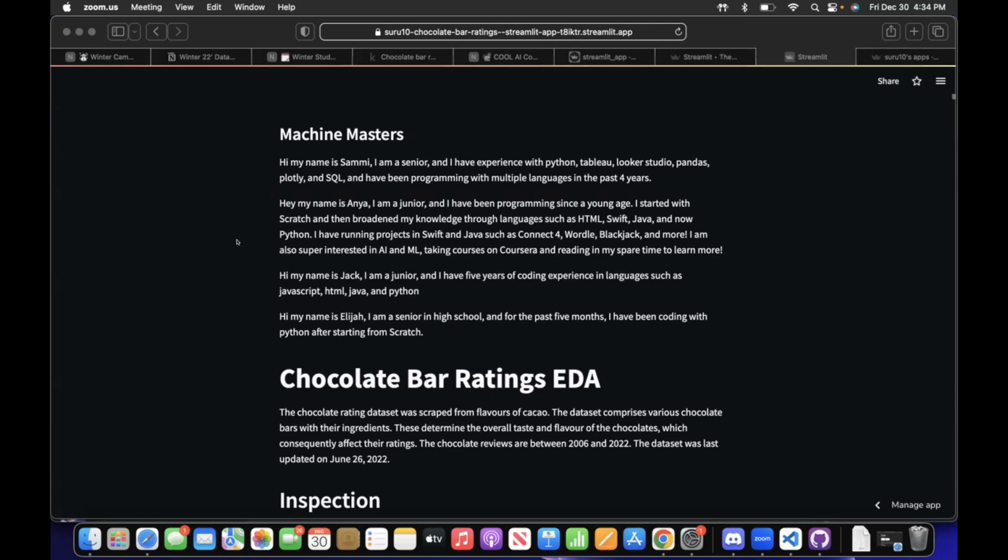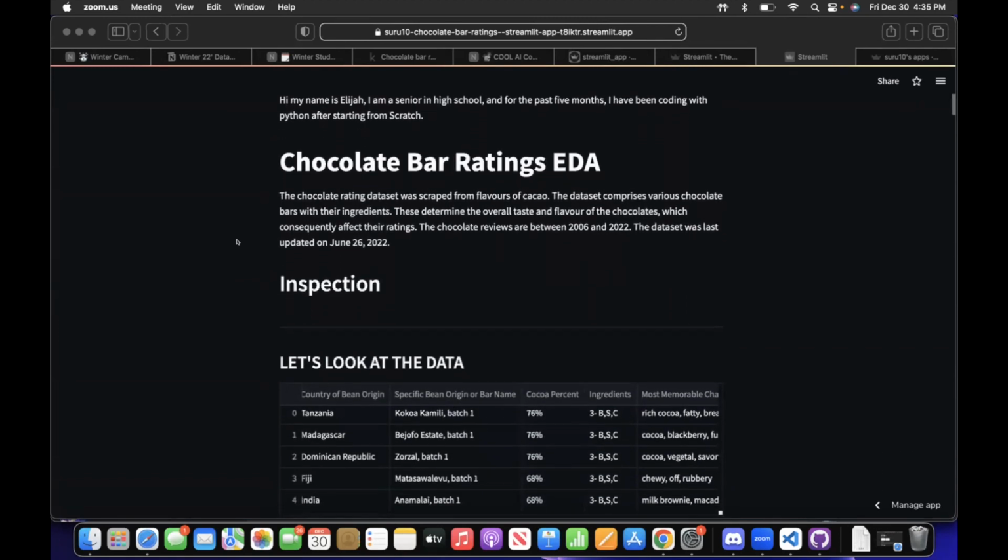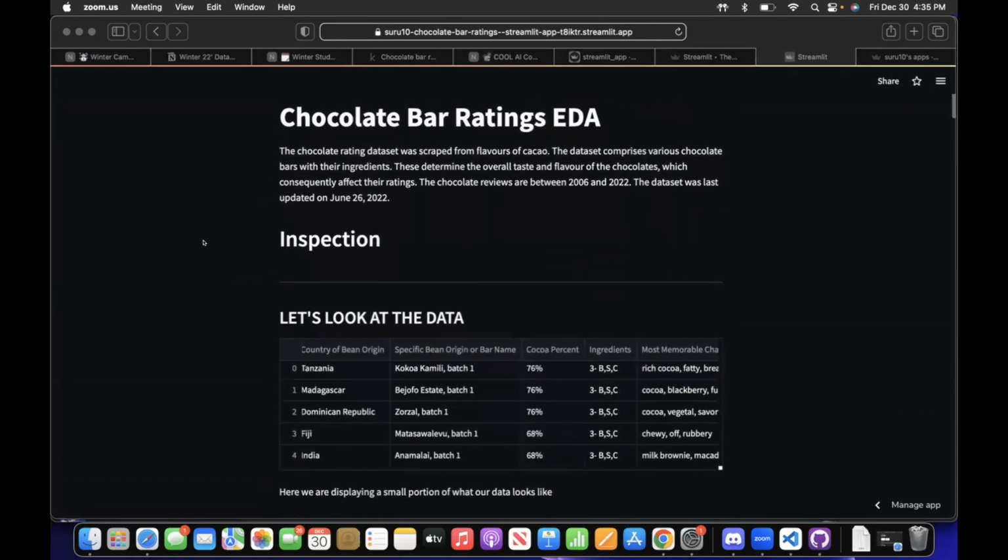Hi, I'm Sammy. And I'm Anya. I'm Jack. And I'm Elijah. And as Mr. Patel said, we did chocolate bar ratings. Our data was about the different flavors of the cacao, where it's produced, its ratings, etc.